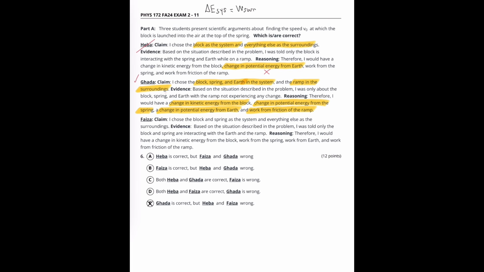The last one, they choose the block and spring as the system and everything else as the surroundings, which is the Earth and the ramp. However, they say that there's work from the spring, but the spring is part of the system and not the surroundings. So that would make this statement incorrect. Therefore, Gada is the only one who is correct, making choice E the correct choice.